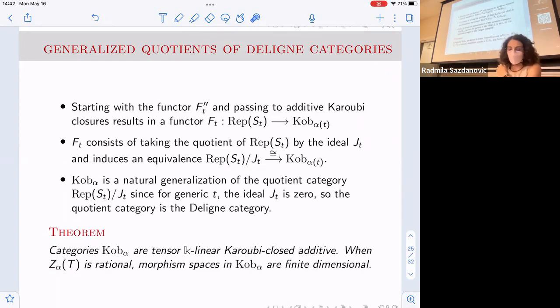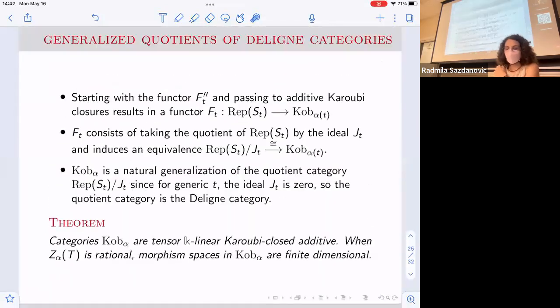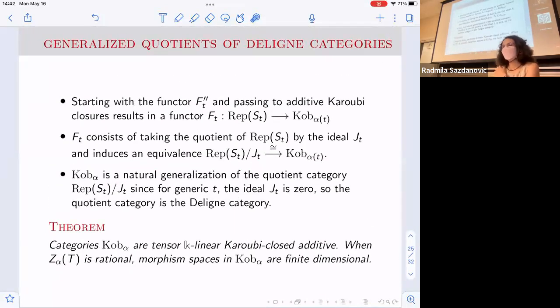And again, following the theorem by Khovanov, if you pick a sequence that gives you rational functions, then you know the morphism spaces are finite dimensional. Okay, so now there's the fun part, right? So this is kind of straightforward, right? But we are getting the quotients of the Deligne category, right? So how are we going to get the Deligne category itself?